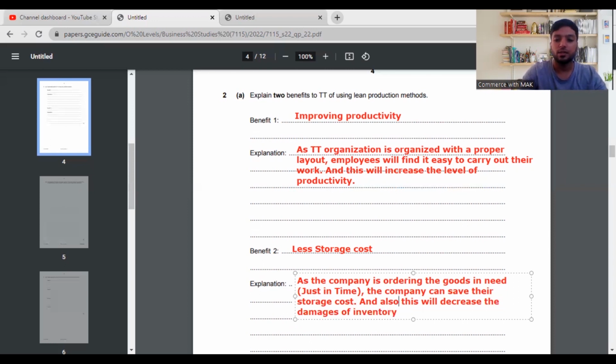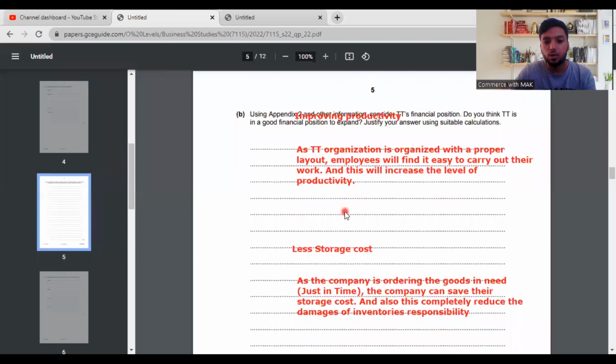This will completely reduce, or you can say decrease completely, damages of inventories responsibility. So this is an answer which the examiner expects when it comes to benefit and also when it comes to explanation. So I hope you guys understood this 8 marks writing of answers, and then we'll move on to the second part of the content.